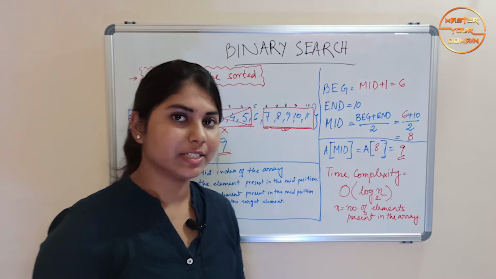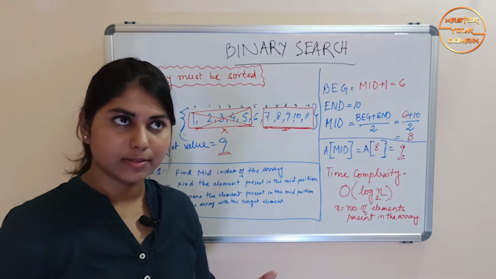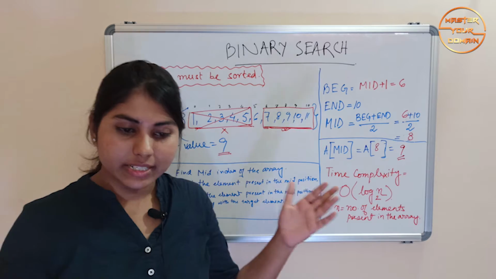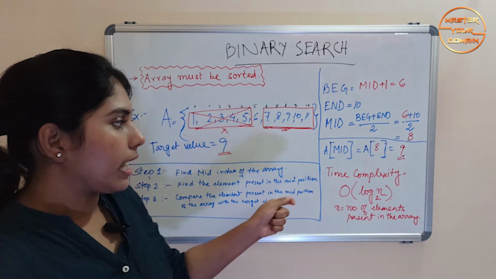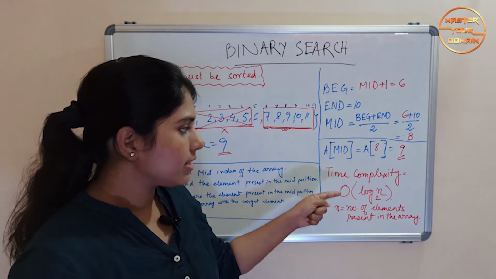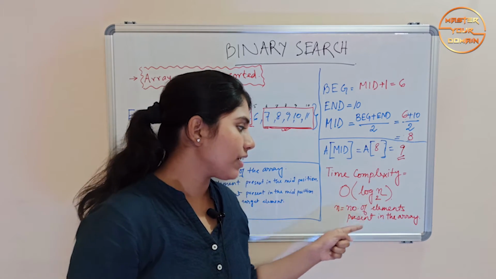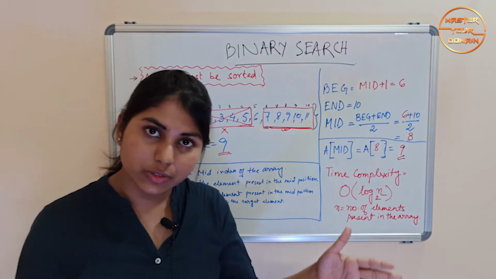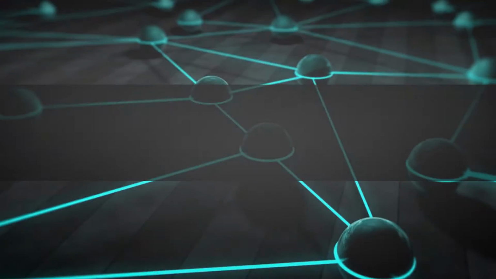Now coming to the time complexity of binary search, as we have seen, with completion of every 3 steps we are reducing the search space to its half, right? So the time complexity of binary search is log n base 2, where n is the number of elements present in the array, and 2 because the search space is reduced to half every time we are doing these steps.